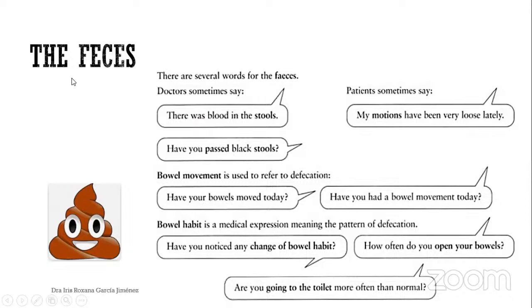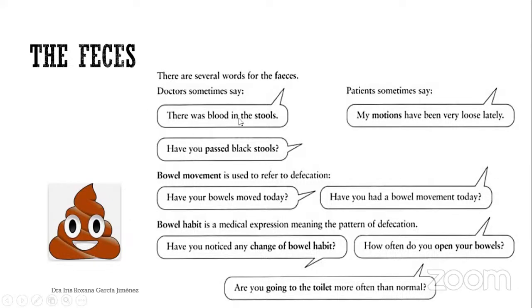Why don't we just say feces? Because it can be considered an offensive expression for some cultures, for example, Hindi people and the Black community. That's why we use synonyms at this point.